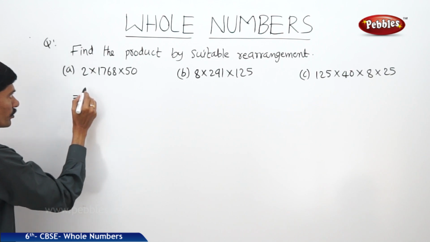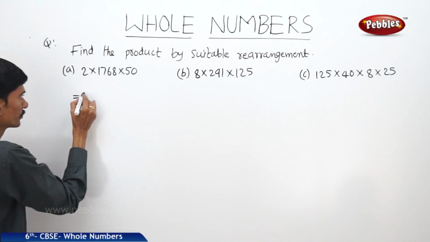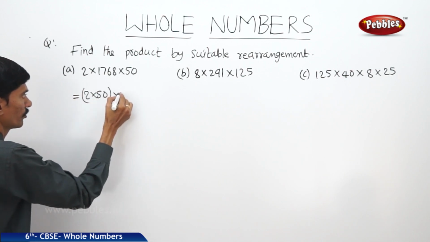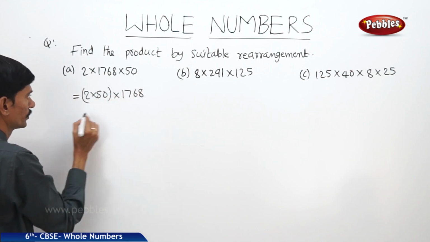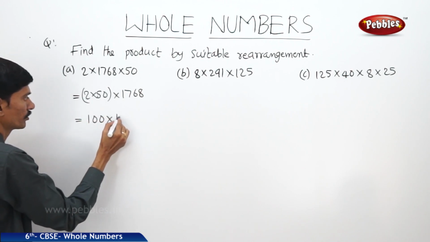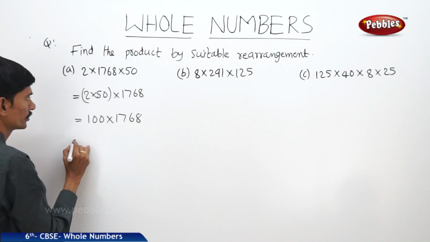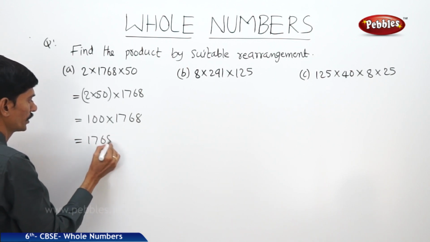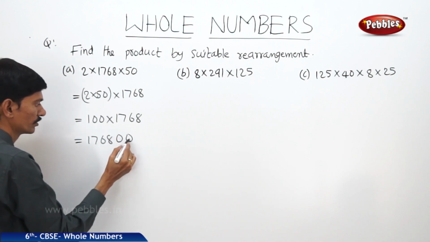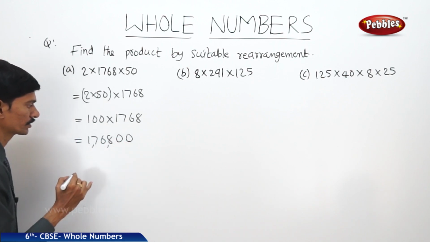So this can be grouped as 2 into 50 together into 1768. So here 2 into 50 is 100 into 1768. So this equals to 1768 ones are 1768 and there are two zeros. So then this is 1,76,800.